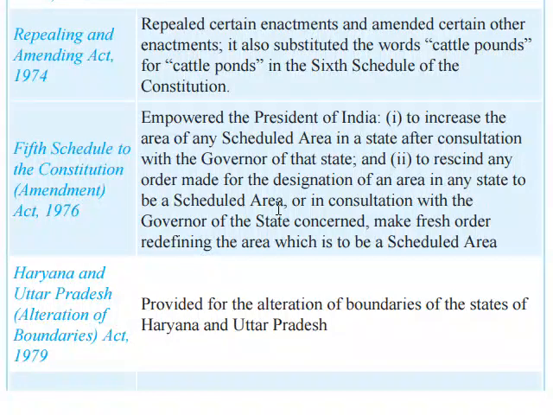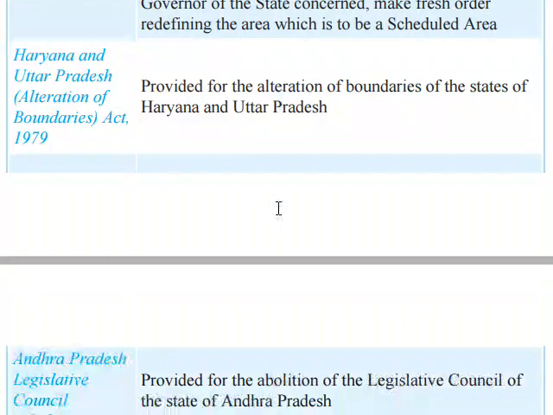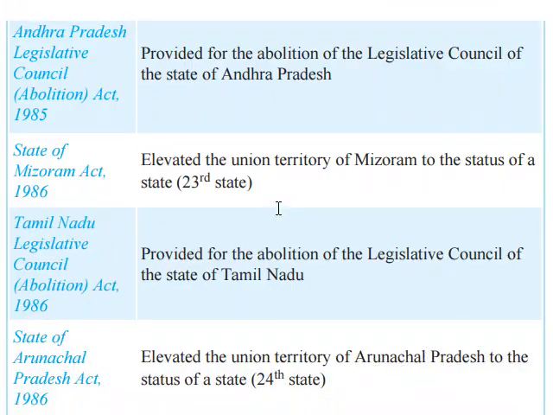Haryana and Uttar Pradesh Alteration of Boundaries Act provided for the alteration of boundaries of the states of Haryana and Uttar Pradesh. Andhra Pradesh Legislative Council Abolition Act 1985 provided for the abolition of the Legislative Council of the state of Andhra Pradesh. State of Mizoram Act 1986 elevated the Union Territory of Mizoram to the status of a state.